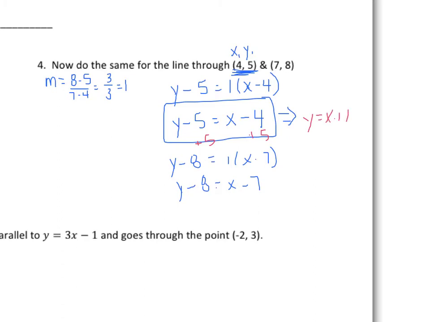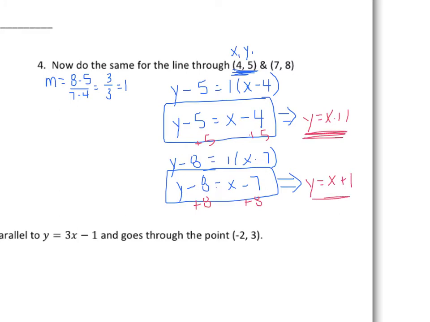And if I do the same thing for this one down here, and I go ahead and get the y by itself, I would add 8 to the other side. You would still end up with the same equation as you did in the previous one. You would get y equals x plus 1. So even though the point slope form equations don't look the same, when you go ahead and simplify it into slope-intercept form, then they do look the same.